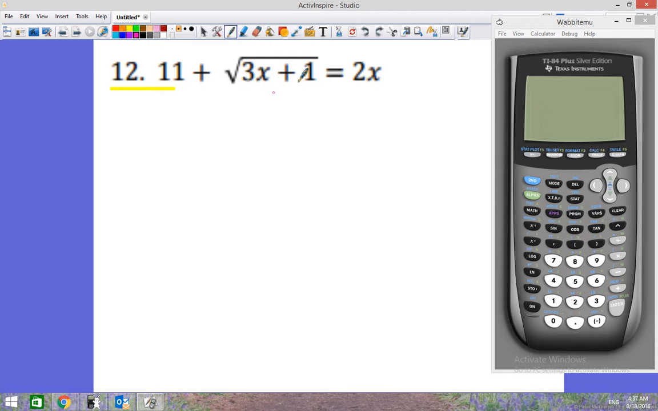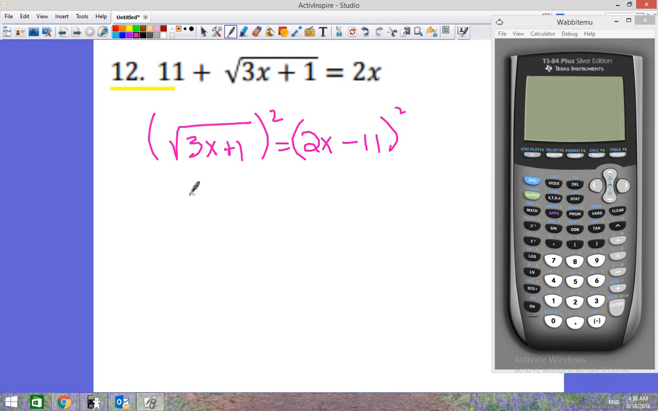I've got 2 terms. I need to get this term that has my radical by itself. So we'll move this 11 to the other side, so it changes sign. When I square the left-hand side to balance the equation, I square the right-hand side. The radical goes away. Exponents don't distribute, so we have to be careful when we square that out, because otherwise you'll lose that middle term.